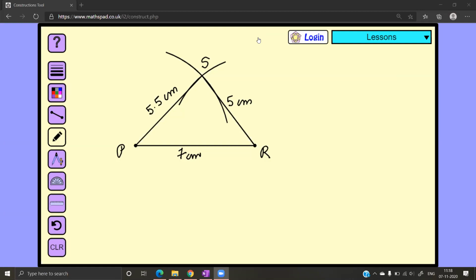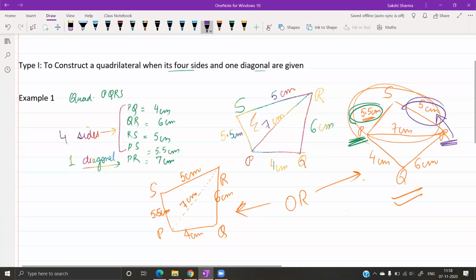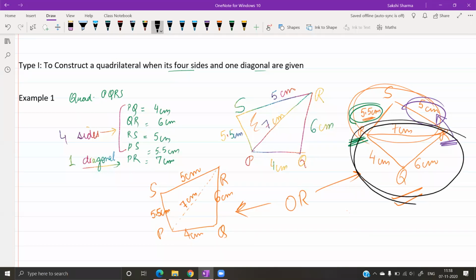I'm done. Now we will do the same on the opposite side. Focus on the opposite side now, below your diagonal. Below your diagonal, you have triangle PQR, this triangle. Now from P, the radius is 4 centimeters. Below your diagonal from P, you need an arc of radius 4 centimeters. And from R, you need an arc of radius 6 centimeters. And when you draw these two arcs, there will be a point of intersection. That point will be point Q.